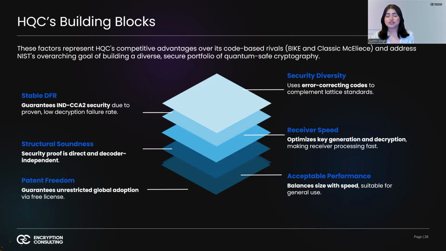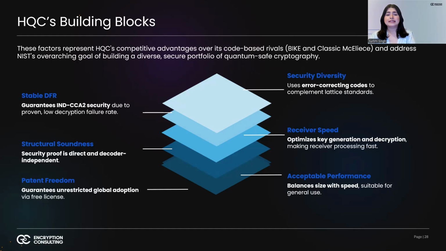The first principle is strategic: security diversity. Since the current primary standard MLKEM relies on lattice problems, HQC was required to provide a completely different defense. HQC achieves this by grounding its security in error correcting codes, specifically the difficulty of the quasi-cyclic syndrome decoding problem. This strategic separation is important because it ensures that a single breakthrough in one area of quantum mathematics won't compromise all key establishment protocols simultaneously.